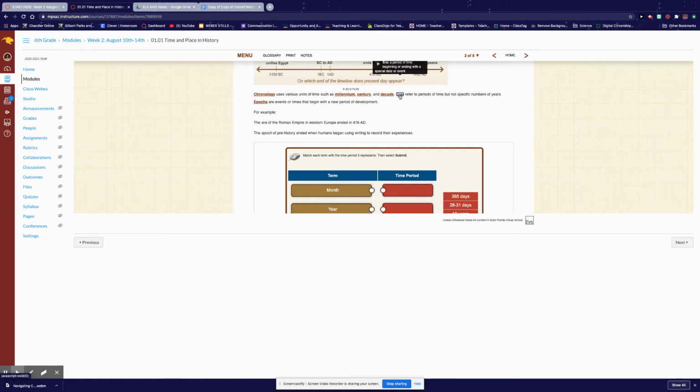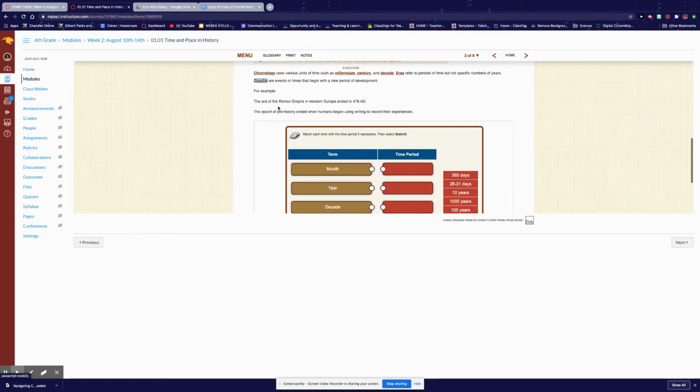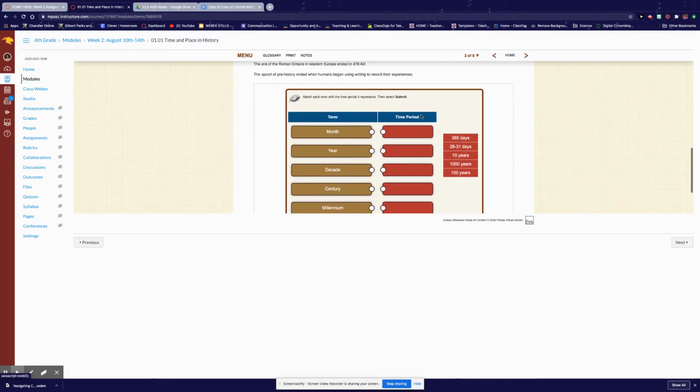Eras are a period of time beginning or ending with a special date or event. They refer to periods of time, but not a specific number of years. And then you have epochs, an event or time that begins a new period of development. So for example, the era of the Roman Empire in Western Europe ended in 476 AD. The epoch of prehistory ended when humans began using writing to record their experiences.